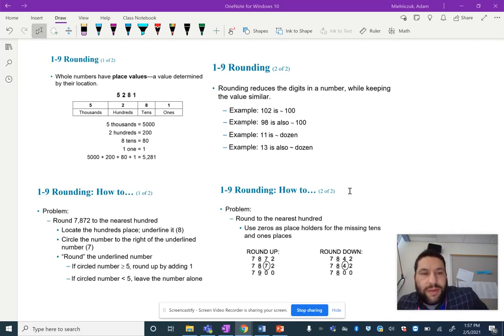Sometimes we want to be able to round a number. Now, rounding a number is finding a number that it is very close to, almost like a benchmark, okay?